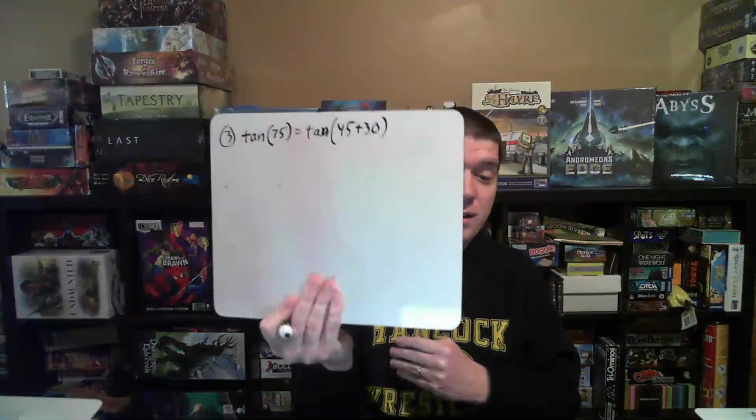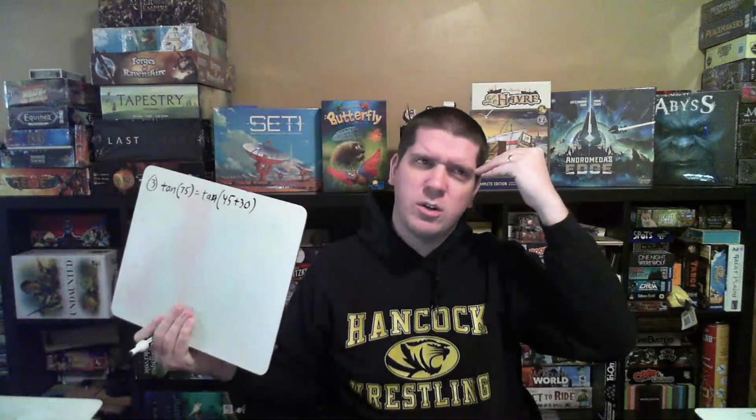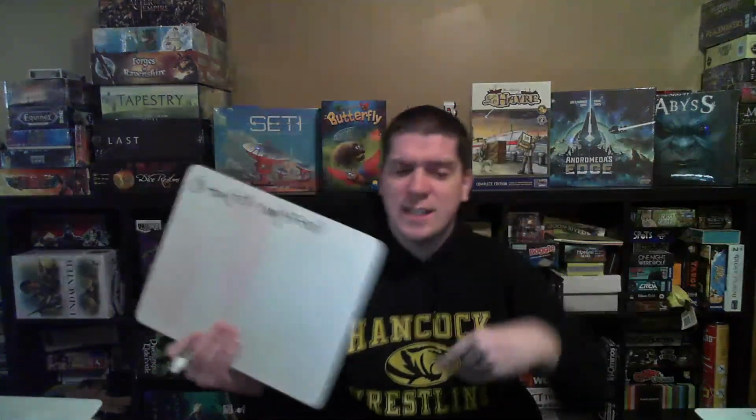Now, if you're saying, Mr. Keith, how are you knowing these so quickly in your head? Well, I'm just thinking about it. That's all I'm doing. I'm just taking a second saying, okay, if I'm thinking about 30s and 45s and 60s, how can I use that to get to 75? So I'm just thinking about those common angles that we've used so much.